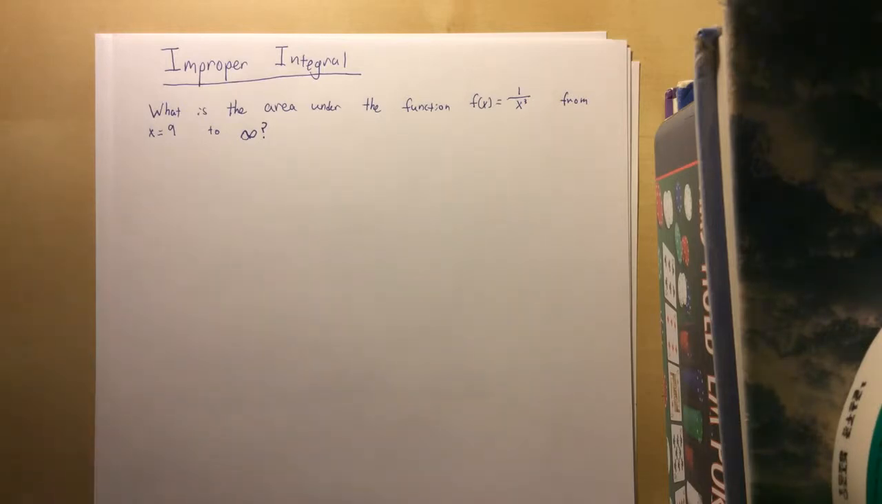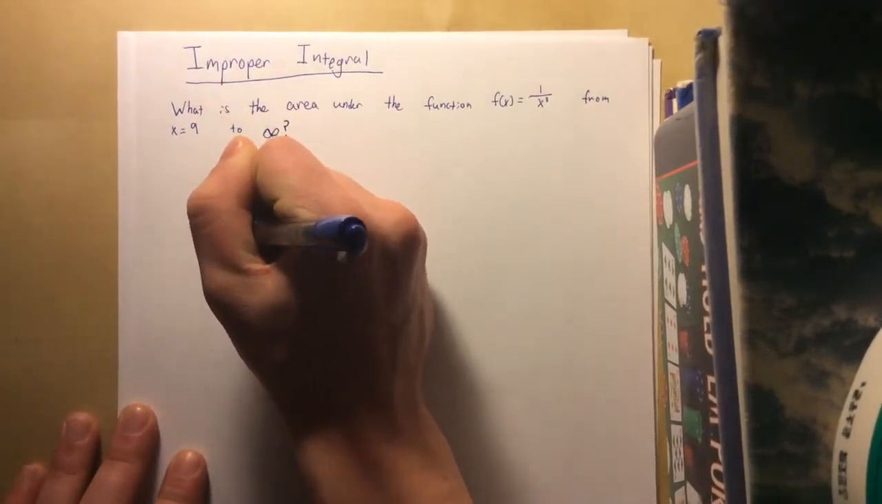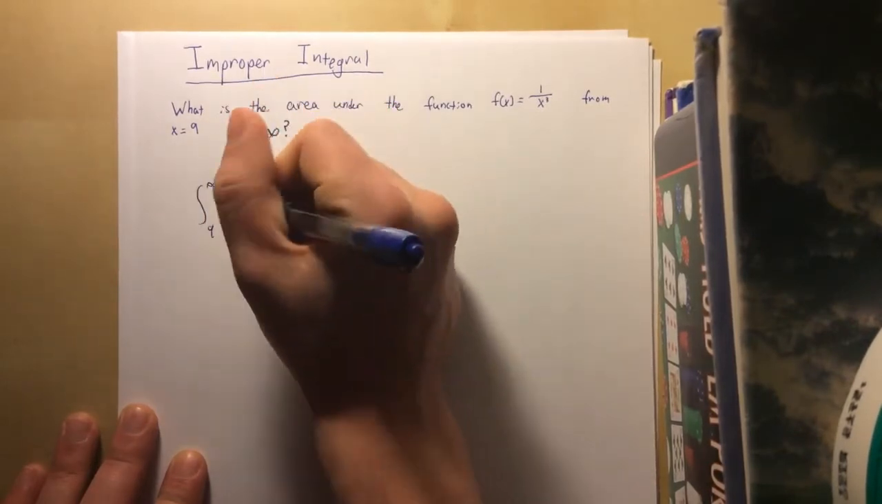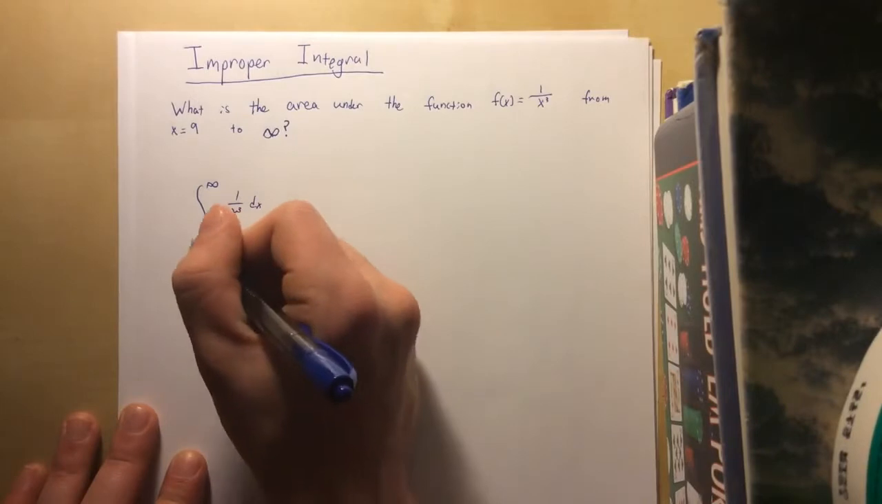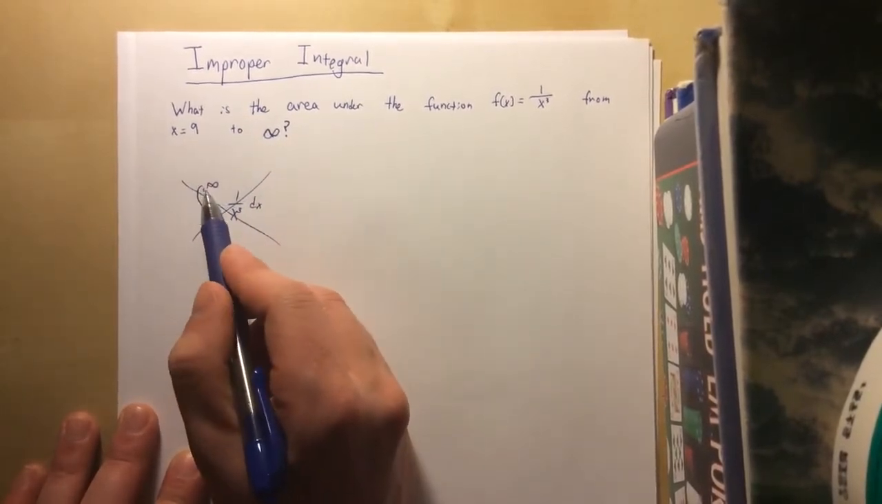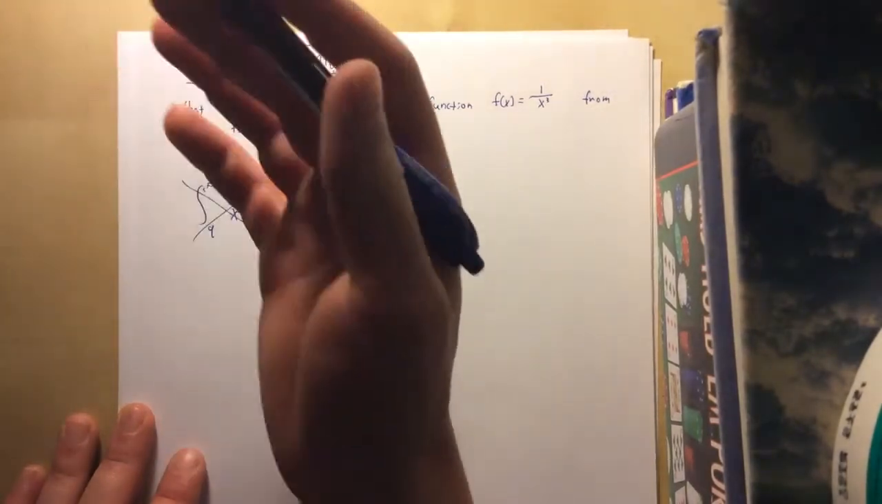So here's an example of an improper integral where one of the bounds, in this case our upper bound, is going to be infinity. We're asked to find the area under the function 1 over x cubed from 9 to infinity. What many people would write is, well, this is just the integral from 9 to infinity of 1 over x cubed dx. Well, this is wrong. That's improper. You can't have this infinity in the limits.